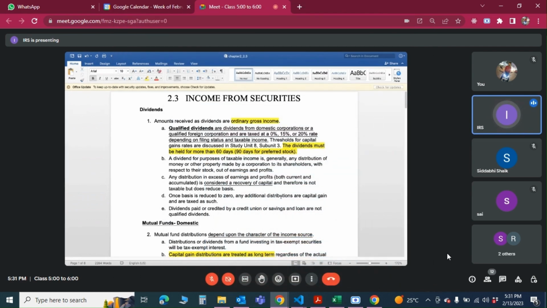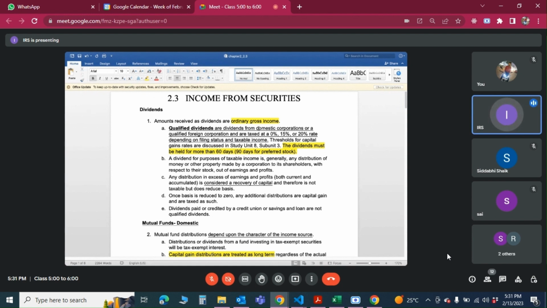So in the US there is a concept called qualified dividend. What does that mean? Dividends can be of two types: ordinary dividends and qualified dividends. Qualified dividends are the ones which get taxed at a lower, better rate. So we should try to have as much qualified dividend as possible. And the condition is very simple for it to be considered qualified.